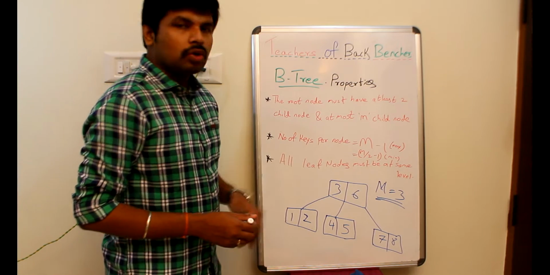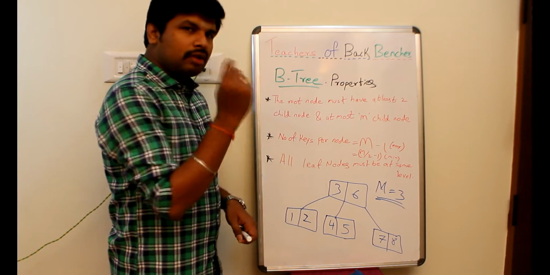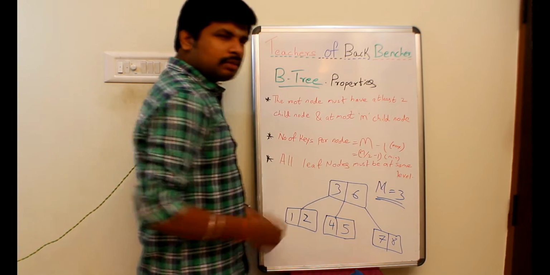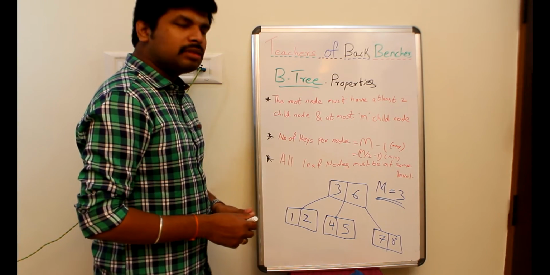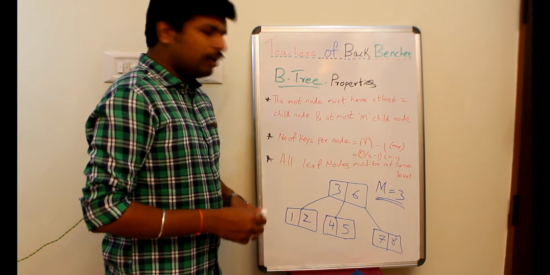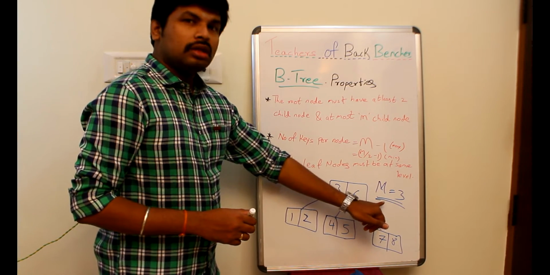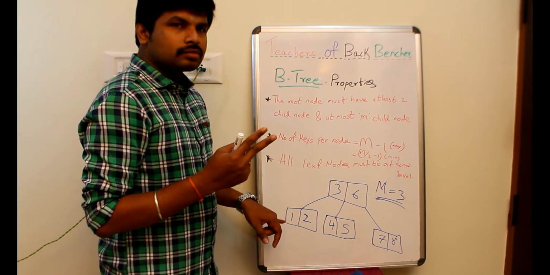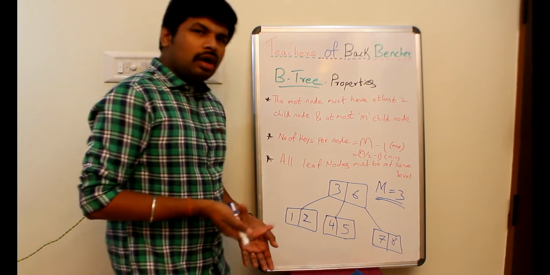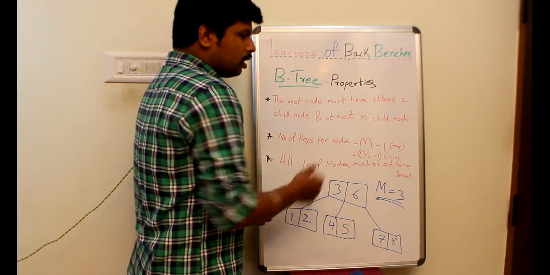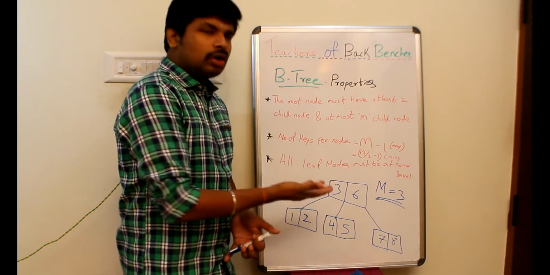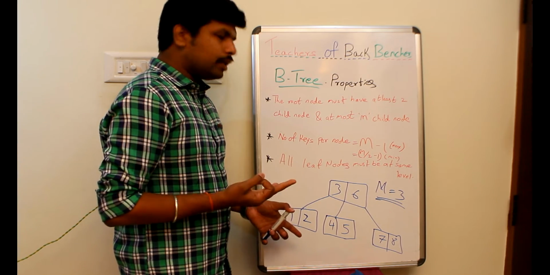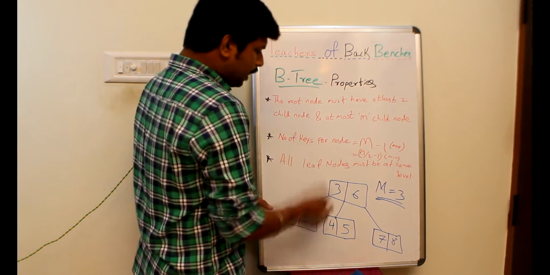Next, number of keys per node. Each node has a distinct range for the number of keys. There is a maximum value and there is a minimum value. The maximum value is m minus 1. For example, if m is equal to 4, then we can have up to m minus 1, that is 3 values per node.